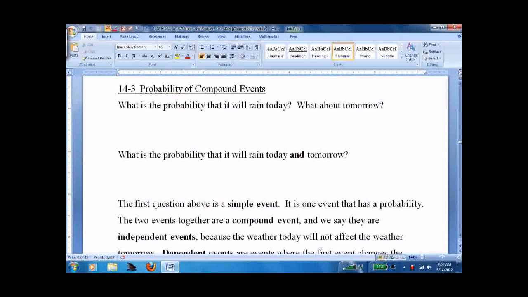Lesson 14.3, probability of compound events. Let's start this by giving an example. What's the probability that it will rain today? Well, it's actually fairly low probability, so we'll say it's 0.20, also known as 20%.